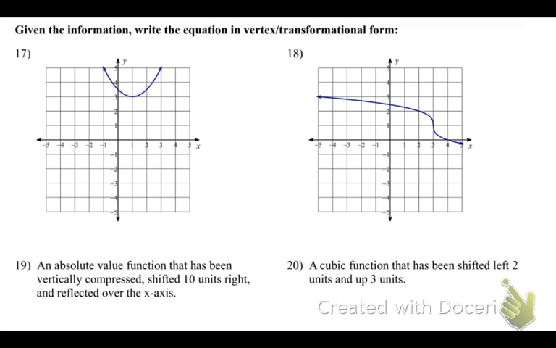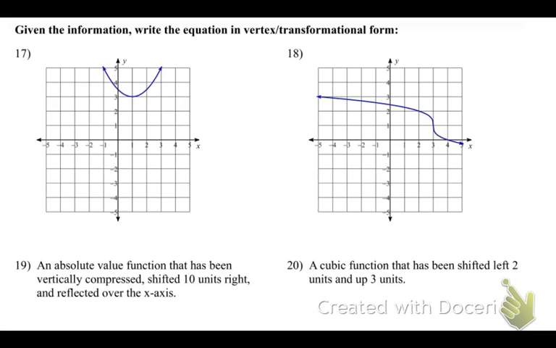Number 17 says to write the equation in vertex or transformational form. Now remember that vertex form is the same general equation with the a's, the h's, and the k's. The only thing that's different is which function we're looking at. So here we have a parabola, here we have a cube root function, here we have an absolute value function, and here we have a cubic function. So your parent equation will change, but the a, h, and k are all very similar to each other.